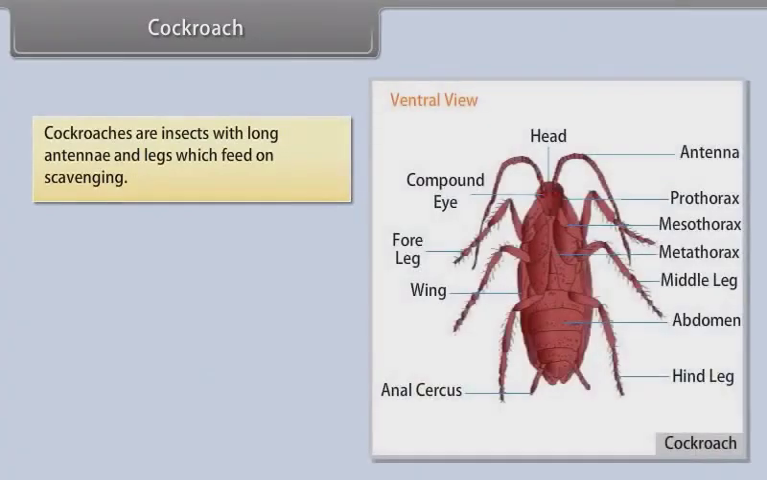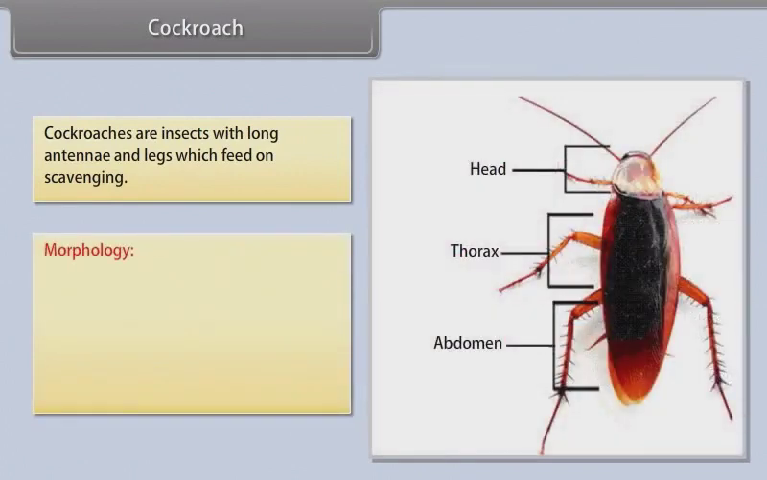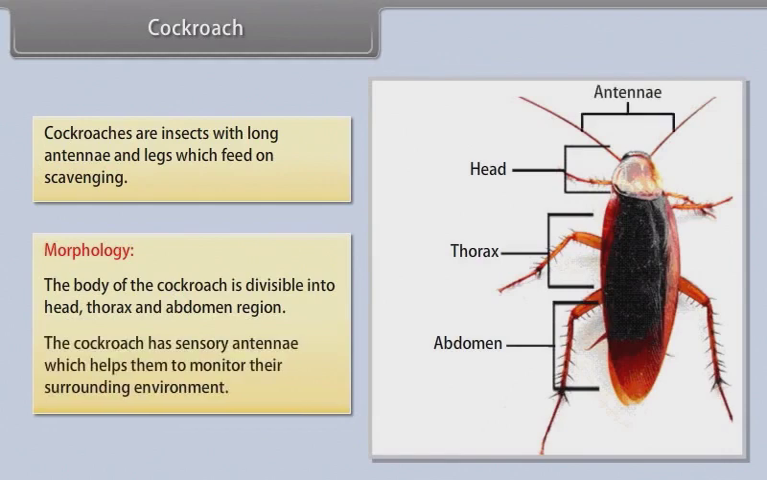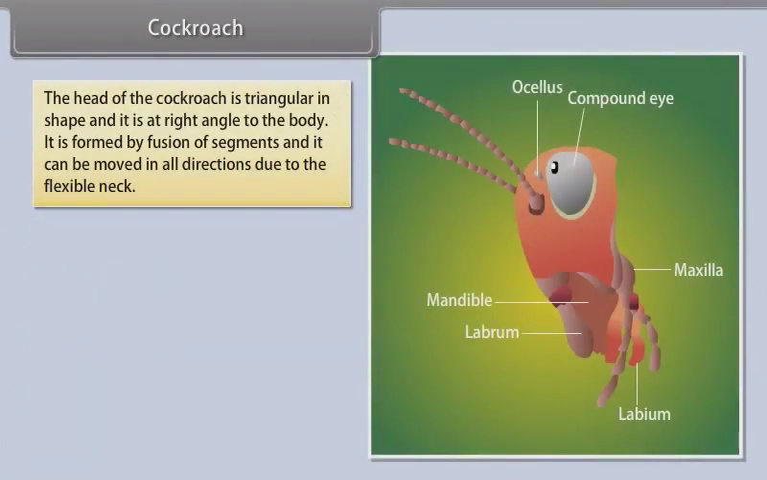Cockroach. Cockroaches are insects with long antennae and legs which feed on scavenging. Morphology. The body of the cockroach is divisible into head, thorax, and abdomen regions. The cockroach has sensory antennae which help them to monitor their surrounding environment. The head of the cockroach is triangular in shape and it is at a right angle to the body. It is formed by fusion of segments and it can be moved in all directions due to the flexible neck.